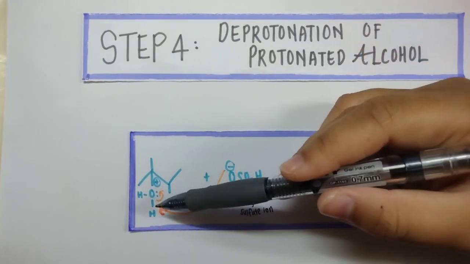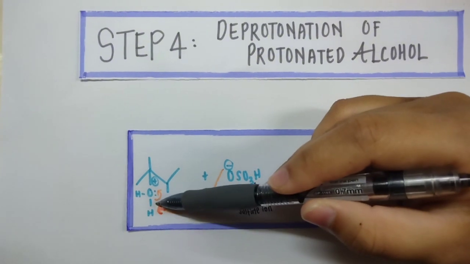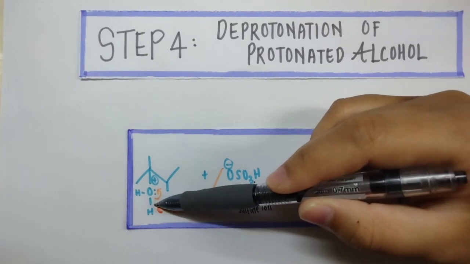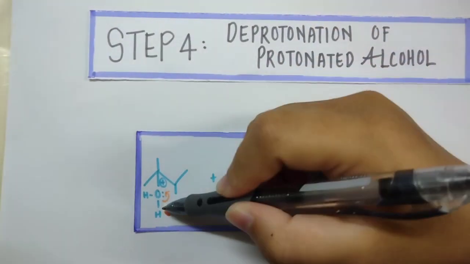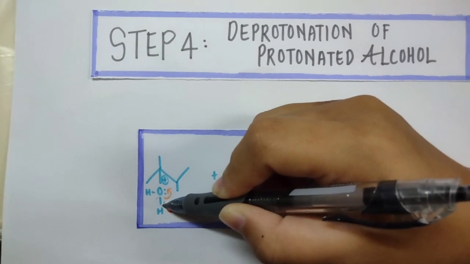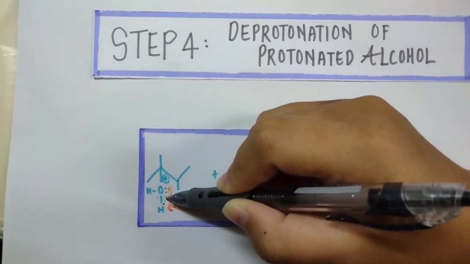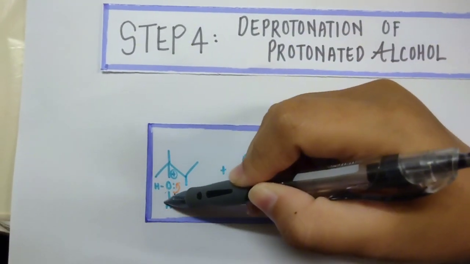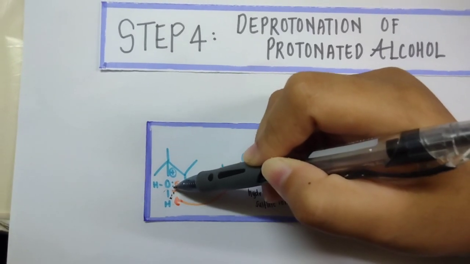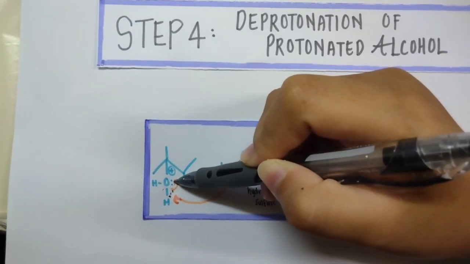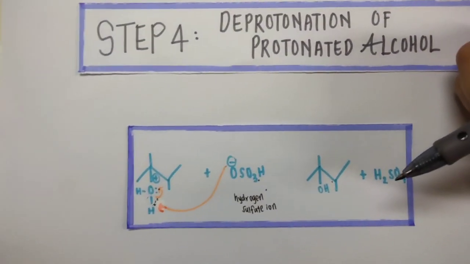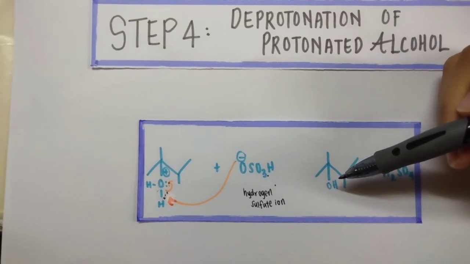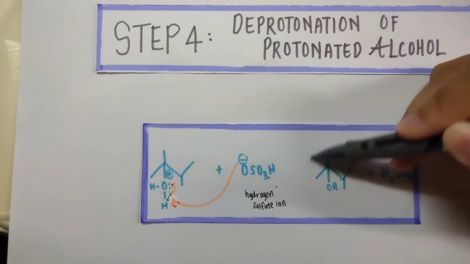So after the attack, the hydrogen-oxygen bond will be broken, and the electrons from this sigma bond will be pushed toward the oxygen atom. Then the final product, 2,3-dimethyl-2-butanol, is formed after deprotonation.